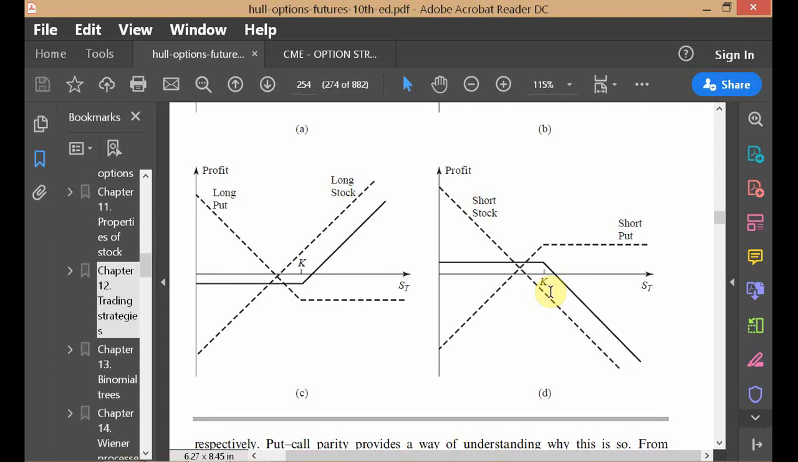Long put first, whatever you said, long put. Okay, so that it can't be a long put because it's got a portion above the zero line. So through a process of elimination, you have come to the conclusion that this is a short call, right?